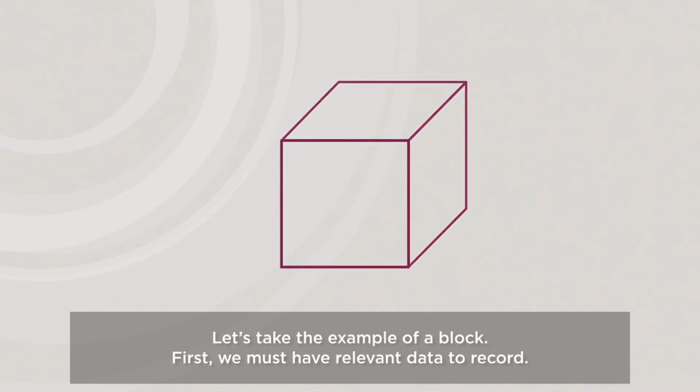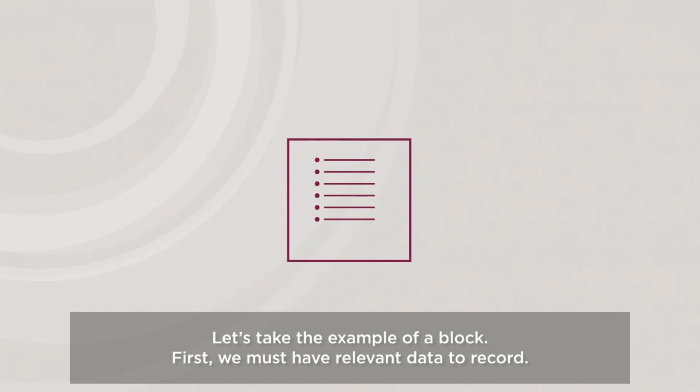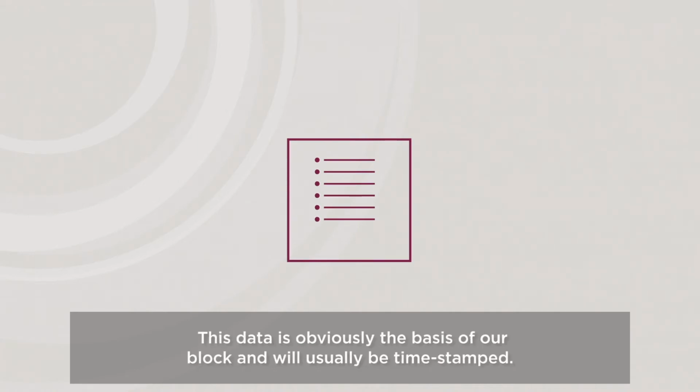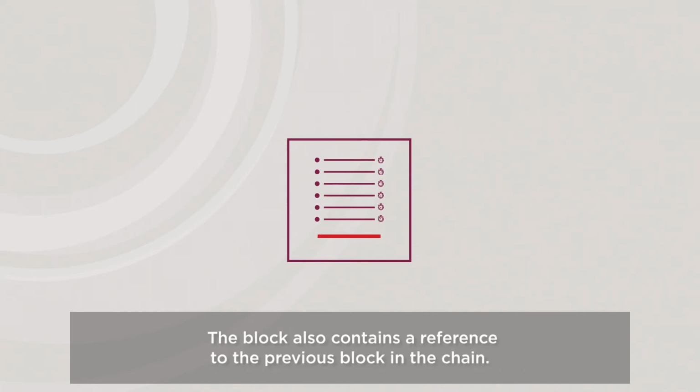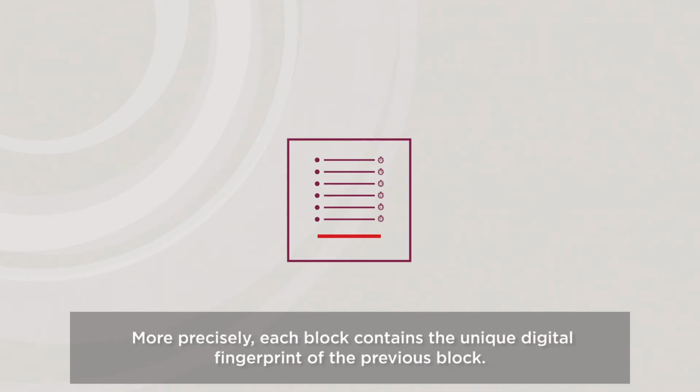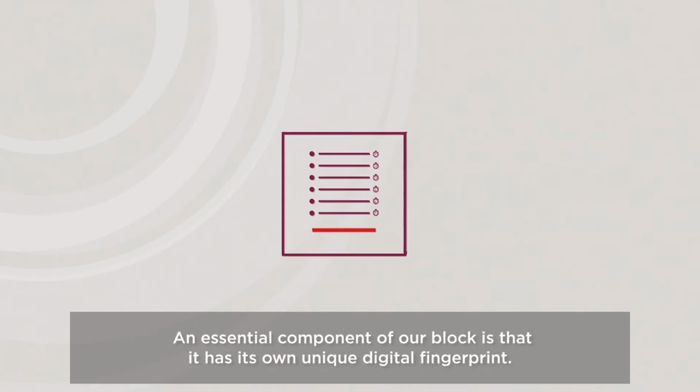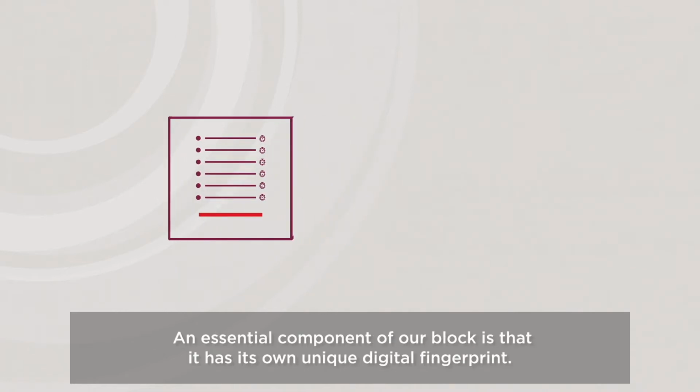Let's take the example of a block. First, we must have relevant data to record. This data is obviously the basis of our block and will usually be timestamped. The block also contains a reference to the previous block in the chain. More precisely, each block contains the unique digital fingerprint of the previous block. An essential component of our block is that it has its own unique digital fingerprint.